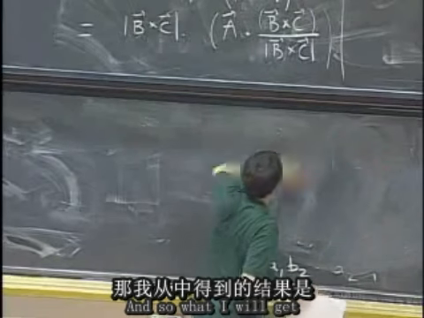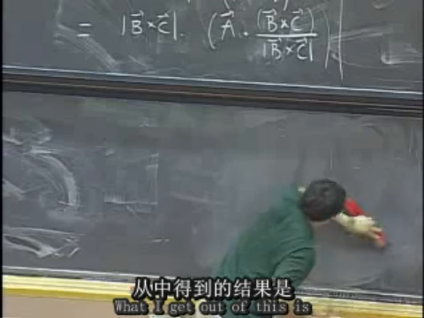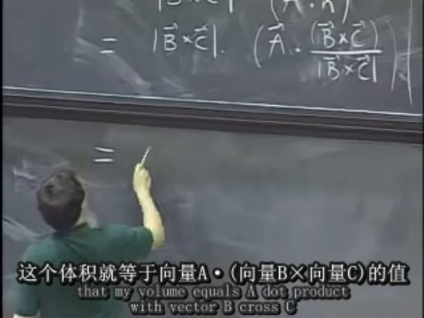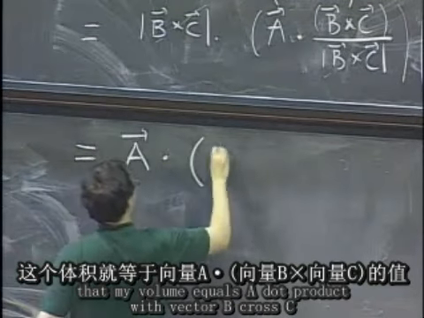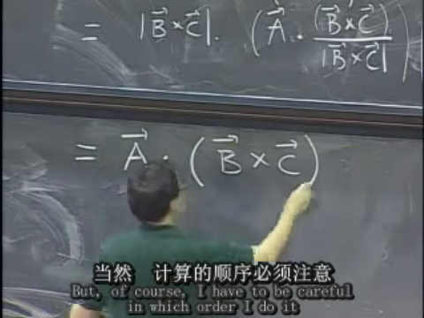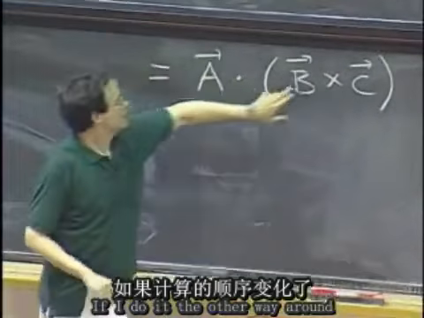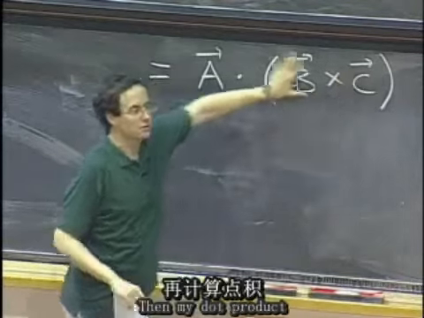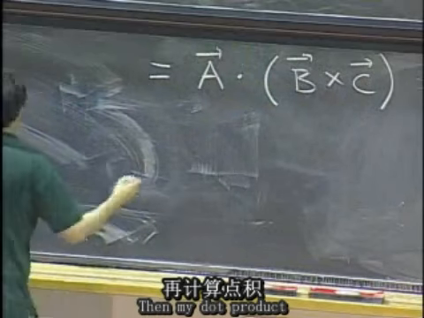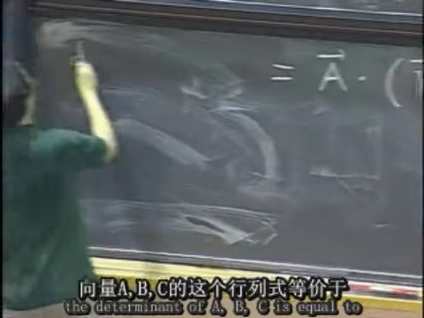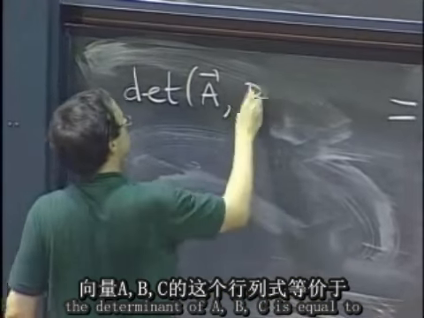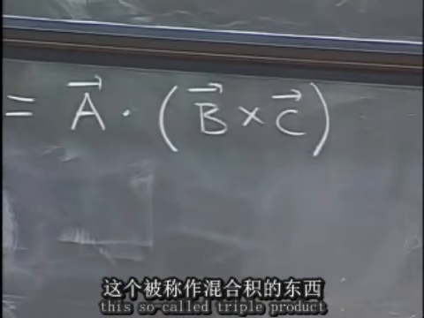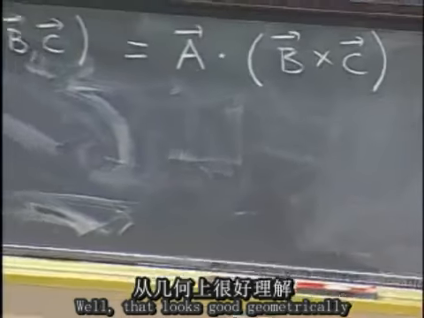This is going to be the last thing for today. What I get out of this is that my volume equals A dot product with the vector B cross C. And of course, I have to be careful in which order I do it. If I do it the other way around, A dot B, I get a number. I cannot cross that. So I really have to do the cross product first. I get a new vector, and then I take the dot product. So the fact is that the determinant of A, B, C is equal to this so-called triple product.